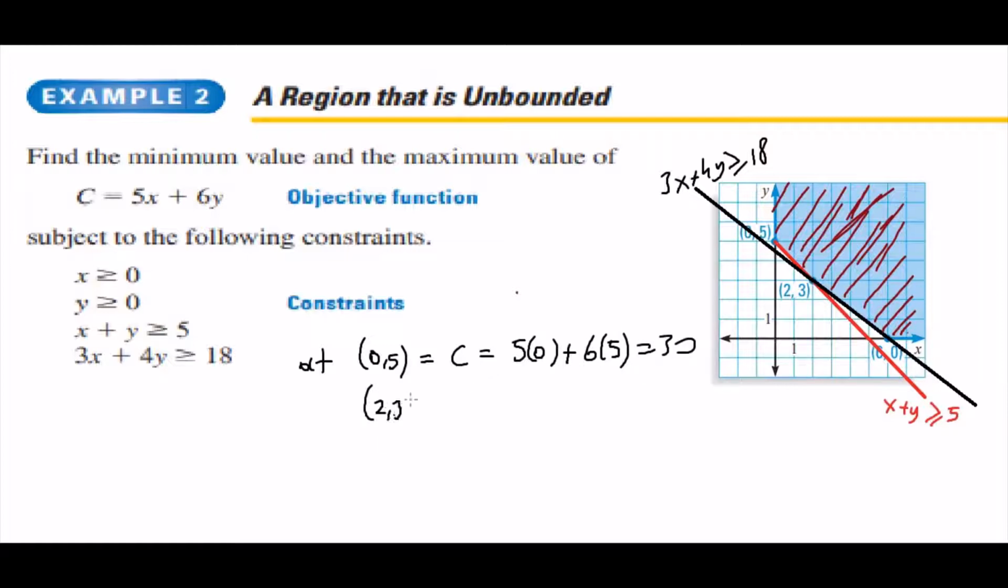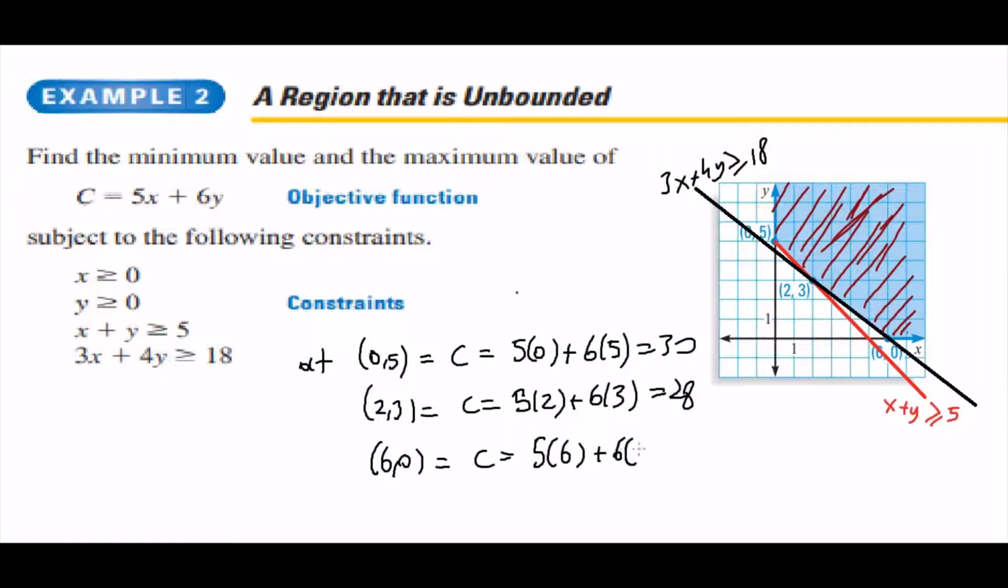At (2, 3), our objective function is 5 times 2 plus 6 times 3, which is 28. And at (6, 0), our objective function c is 5 times 6 plus 6 times 0, which is 30. So our minimum is 28 at (2, 3). So this is the minimum point.